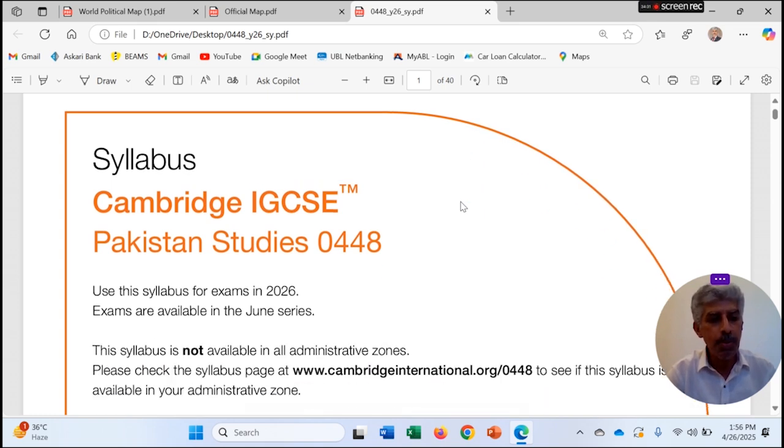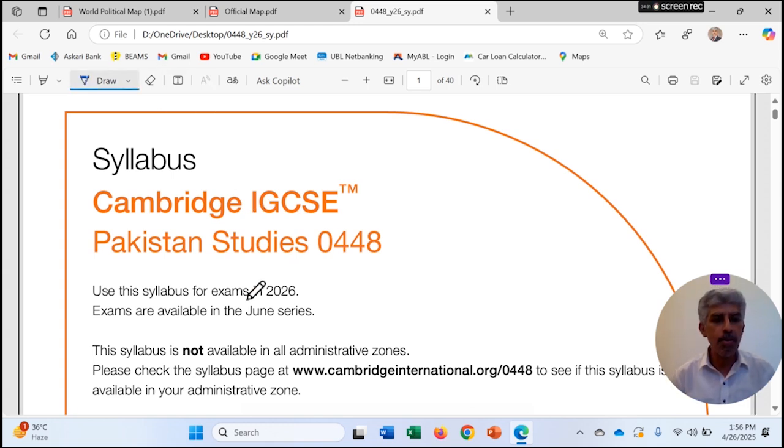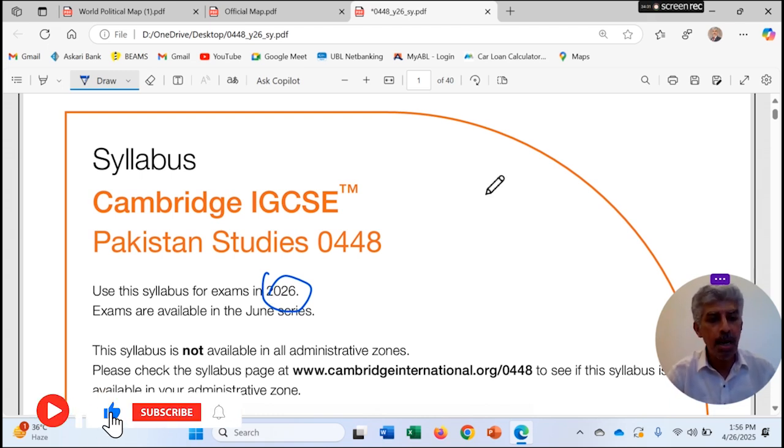So use this syllabus for exams in 2026. This shows that this syllabus is related to the students who are going to appear next year, in 2026. Exams are available in the June series. It means that the IGCSE exams are only happening in the May-June series, but O-levels, the 2059 syllabus code, are happening in both series, May-June and October-November as well.